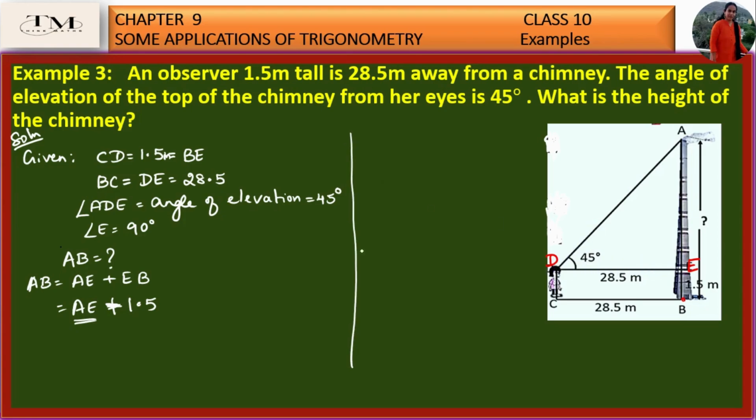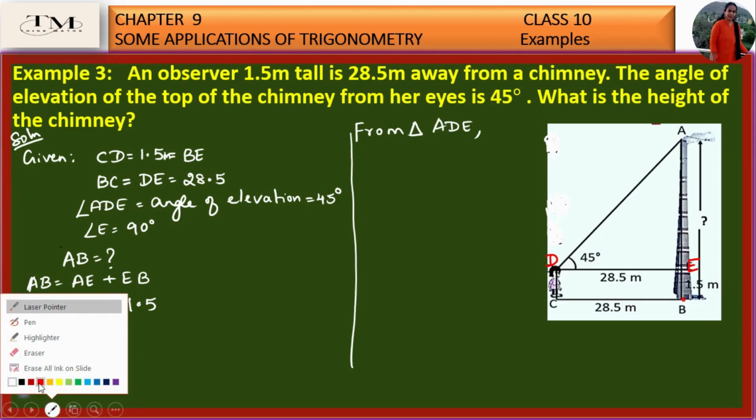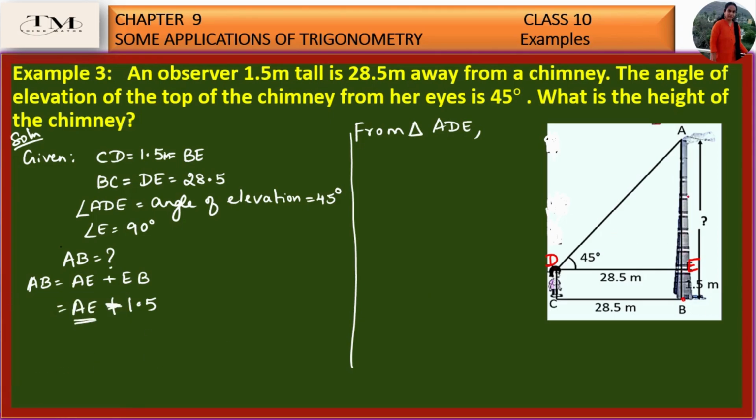So now from triangle ADE, which ratio will match? What we need is AE. What is given? DE. So let us mark the perpendicular, base and hypotenuse. AE is the perpendicular, DE is the base, and this is the hypotenuse. So this is the height, the perpendicular, and this is the base, and this is the hypotenuse.